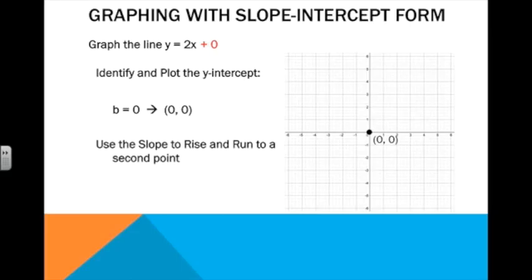Again, the slope is always the coefficient of x, so in this case, the slope is 2. We can recognize this as 2 over 1. In this case, we'll rise 2 and run 1 to a second point, 1, 2. Now we have 2 points to give us our line. Now that we've worked through a few examples, you should be ready to try some yourself.